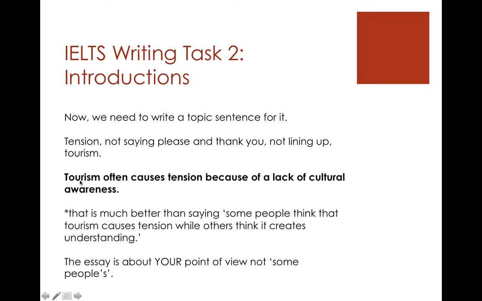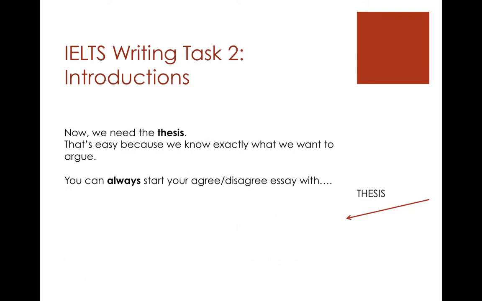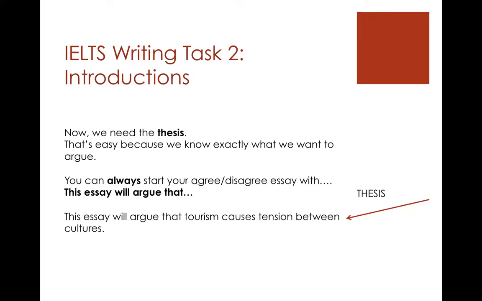Now, we can paraphrase this a little bit. Causes problems, or we could use the word difficulties. That would be fine. Okay, so we don't need these two ideas in here. Now we need a thesis. That's easy because we know exactly what we want to argue. You can always start your agree or disagree essay with, this essay will argue that. This essay will argue that tourism causes tension between cultures.